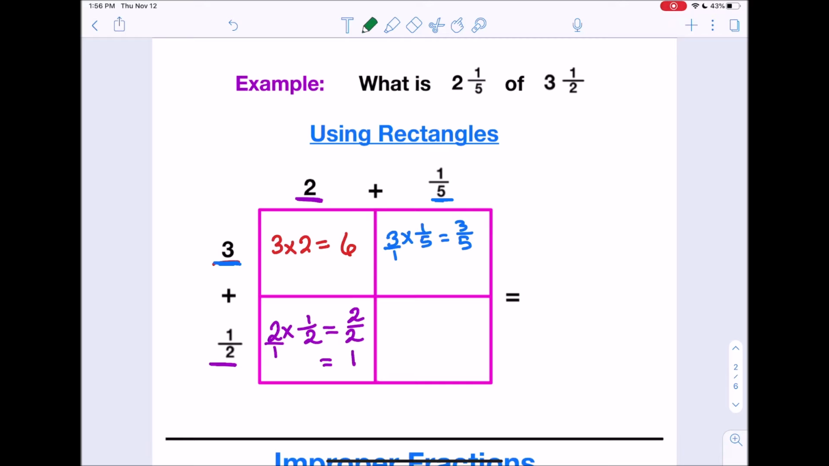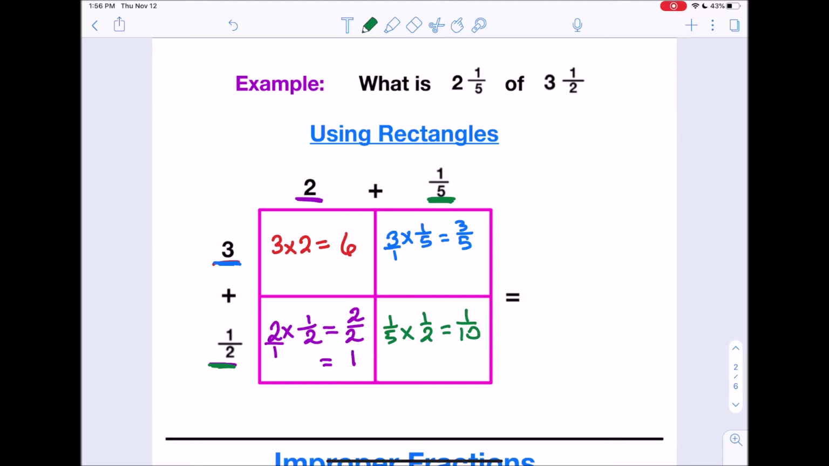Okay, and then last but not least, we have 1/5 on the top of our last box's column, and we have 1/2 to the side. So this is going to be 1/5 times 1/2, and we're just going to multiply across again, 1 over 10.